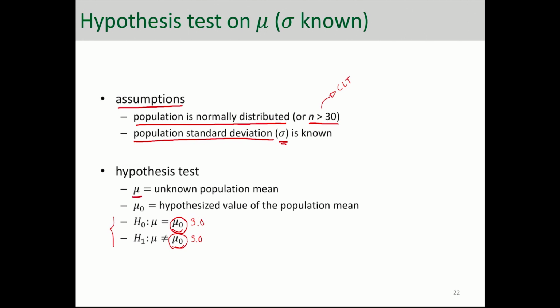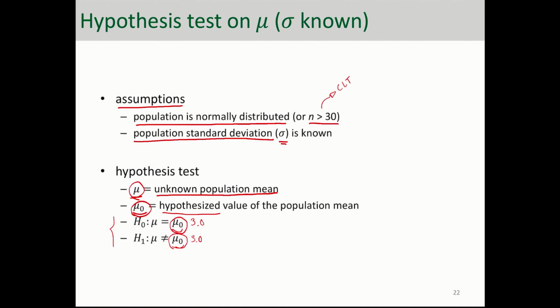So mu and mu naught can sometimes be confusing. To clarify here, mu is the unknown population mean that we don't know about and we will never know about because we don't have access to the whole population. And that's the exact reason that we're doing the hypothesis testing, because we don't know this. But mu naught is your hypothesized value, whatever you're hypothesizing in your test.